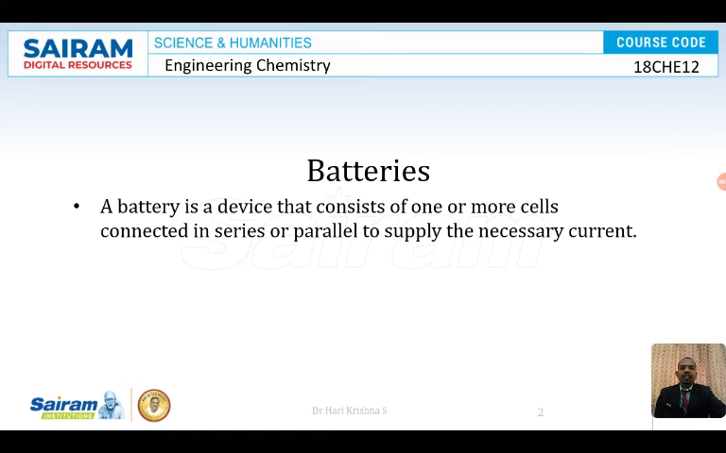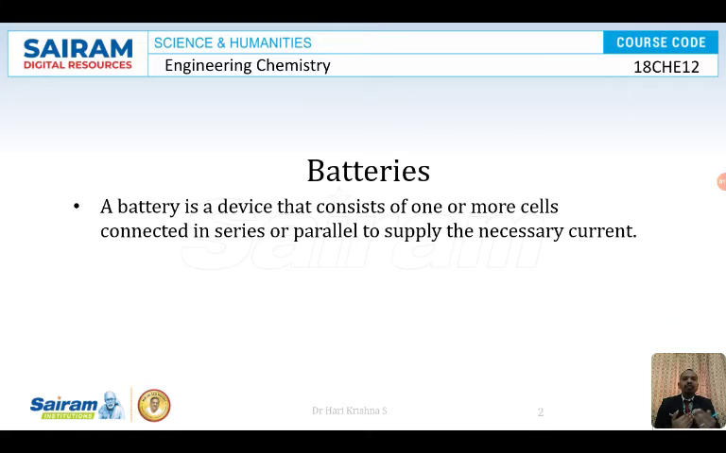So a battery, in general, is a device which consists of two or more galvanic cells, connected either in series or parallel. Any device with two or more electrochemical cells connected in series or parallel forms a battery. The main purpose of a battery is to supply the necessary current.